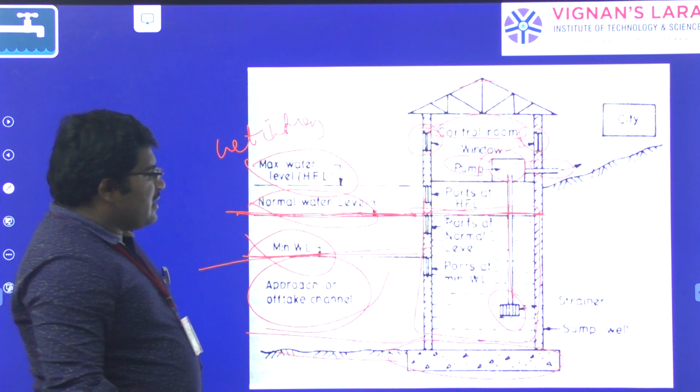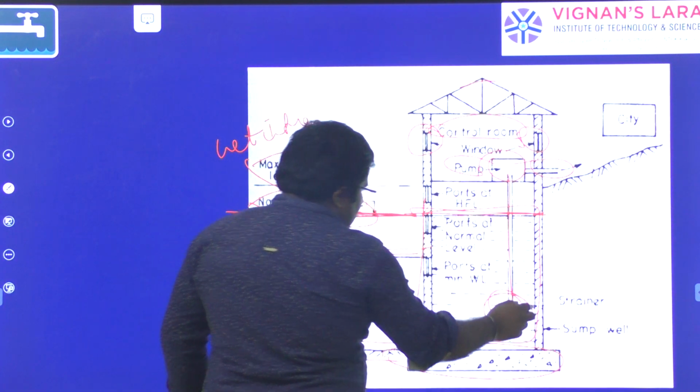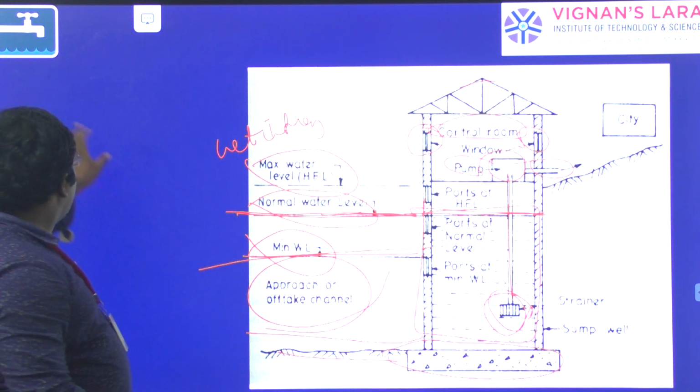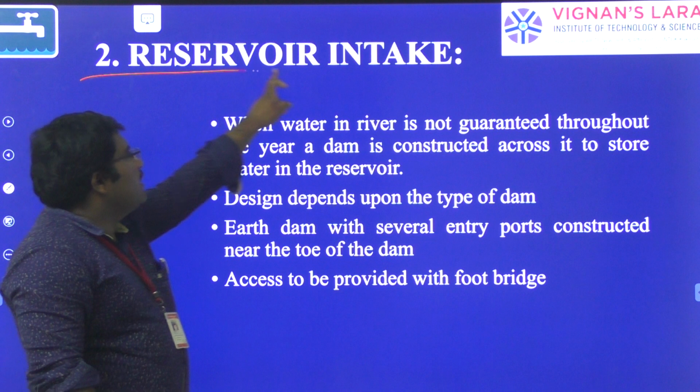Like that we have the parts, and we have strainer and sump. This is called sump well. Okay. These are the parts of the river intake. Okay. Next thing is reservoir intake.